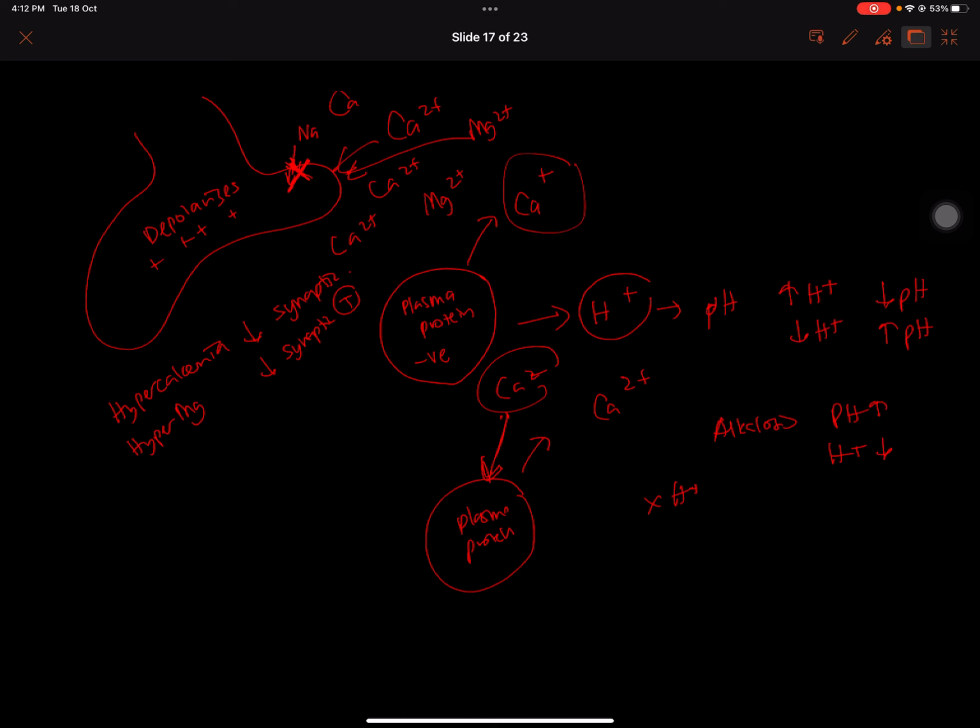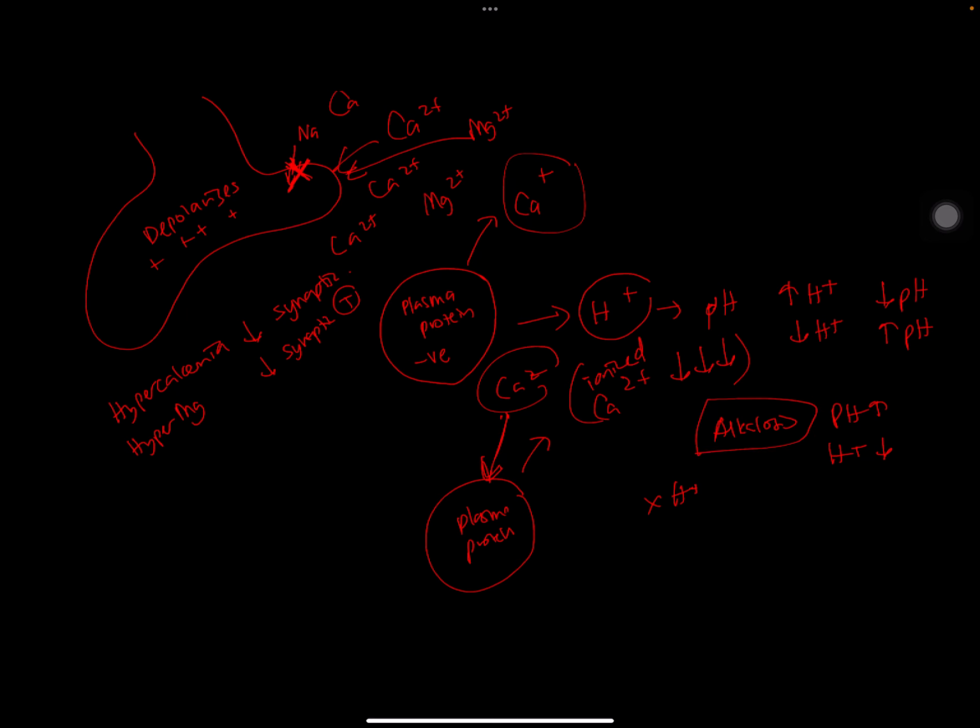Therefore, what is left of the ionized calcium or unbound calcium will be lower in concentration. This ionized calcium will be lower because most of the calcium will bind to the plasma protein when there is alkalosis. Therefore, when there is less ionized calcium, this is also similar to hypocalcemia. So hypocalcemia can increase the synaptic transmission. Same way. Why? Because it won't block the sodium channel in the presynaptic neuron.